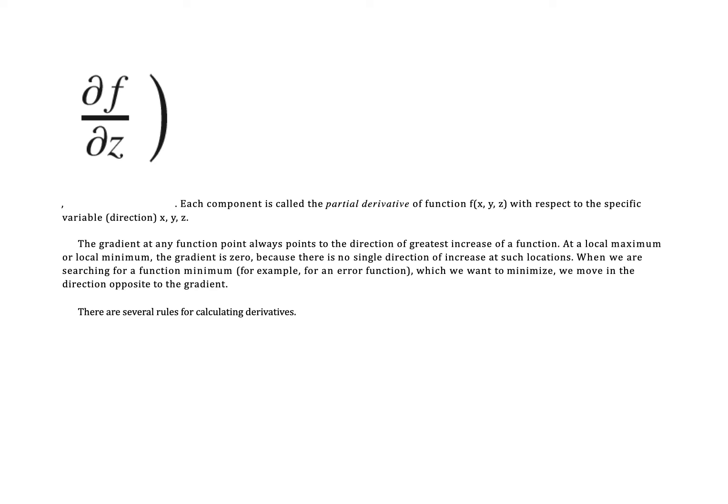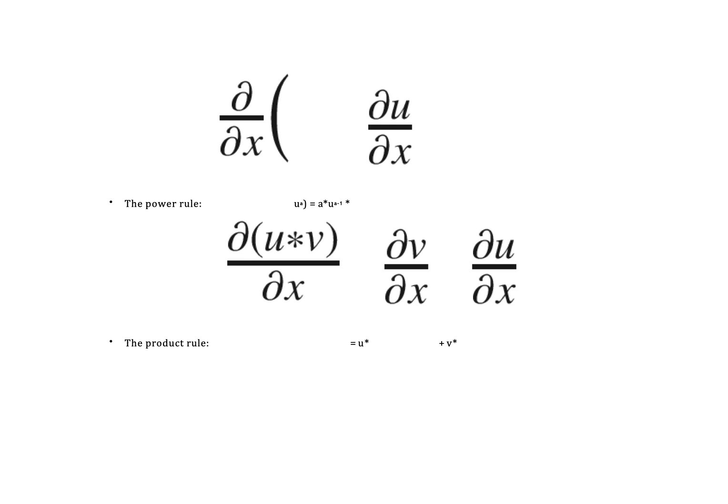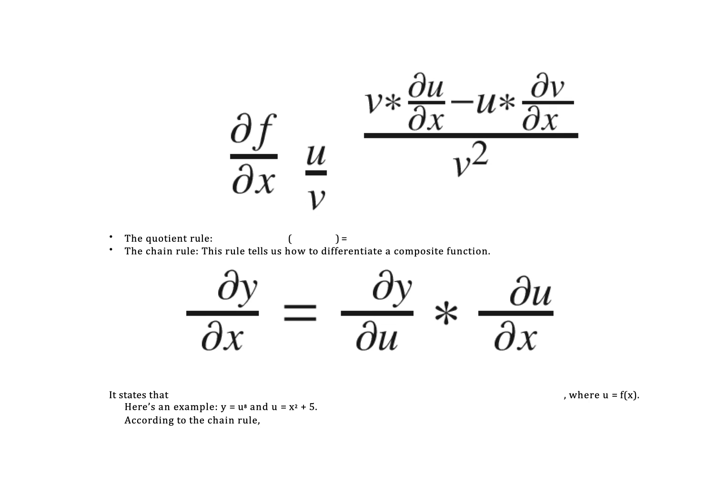There are several rules for calculating derivatives. The power rule, u to the a equals a asterisk u to the a minus 1 asterisk. The product rule equals u asterisk plus v asterisk. The quotient rule equals the chain rule. This rule tells us how to differentiate a composite function. It states that, where u equals f, x. Here's an example, y equals u8 and u equals x2 plus 5. According to the chain rule.